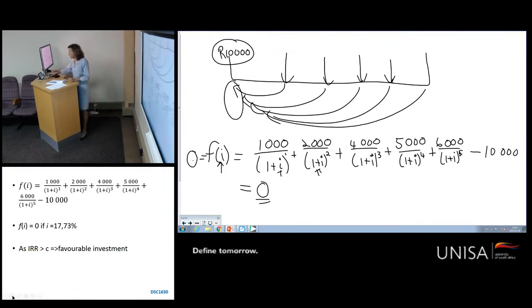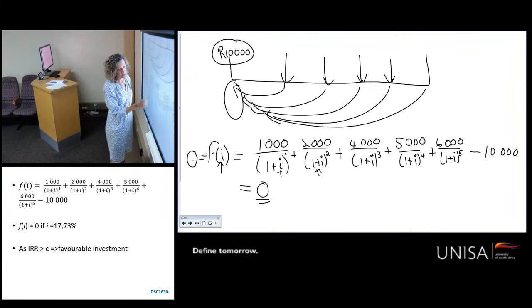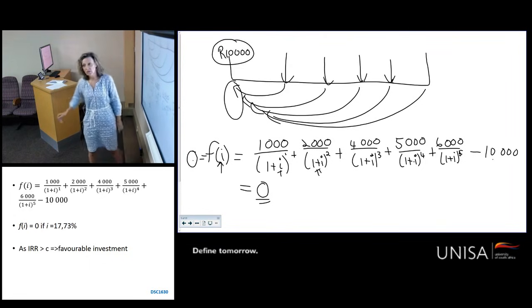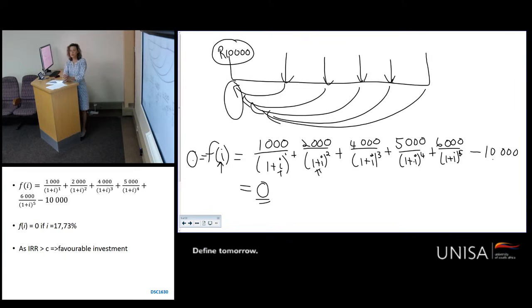Now, if you look at the internal rate of return of 17.73, what does it mean? It means if you put in there 0.1773, substitute it there, work this out, subtract the 10,000, it will give you an answer of 0. And that we call the internal rate of return. And because that 17.73 is bigger than the cost of capital, which is 15%, we say it's a favorable investment.